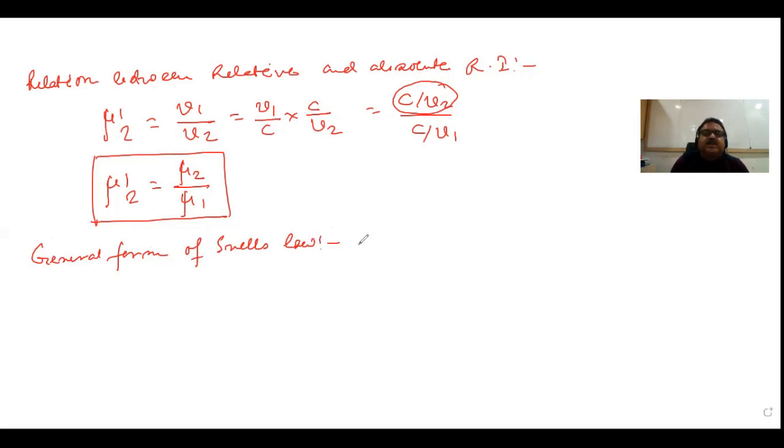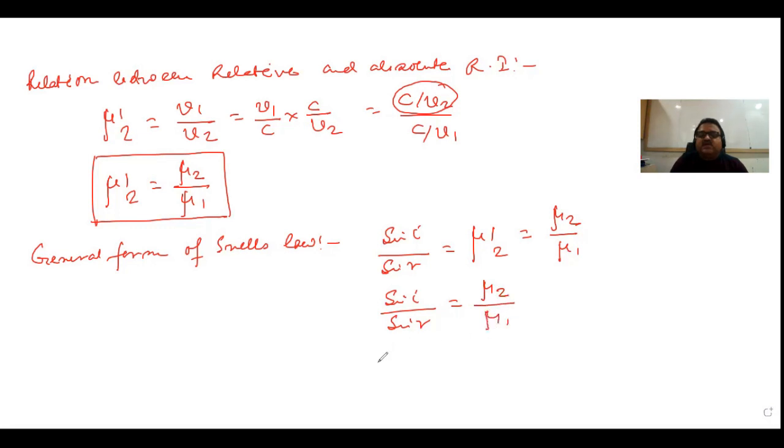Okay. Now, what is that? From Snell's law, what we know: sine I by sine R is equal to mu1 2. Now replacing this mu1 2 by mu2 by mu1, we can write sin I by sin R is equal to mu2 by mu1. Therefore, mu1 sin I equals mu2 sin R. Okay, this is called the general form of Snell's law.